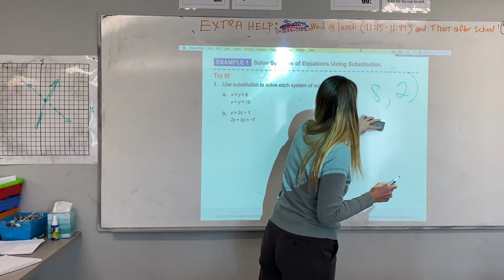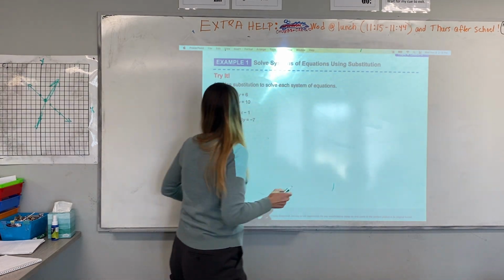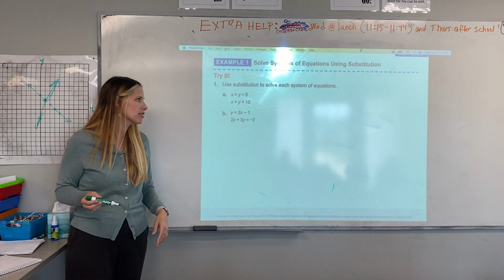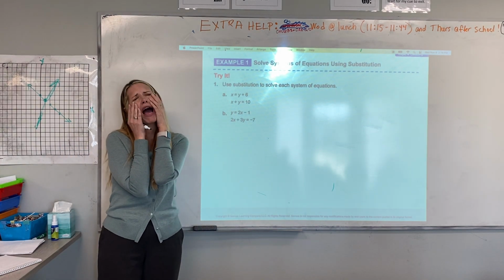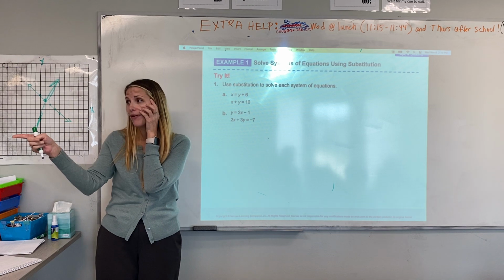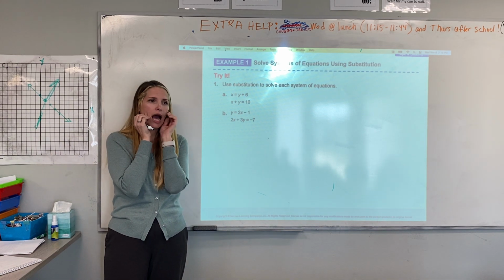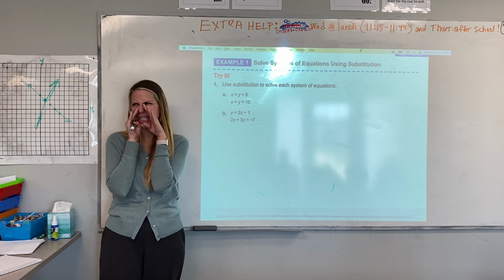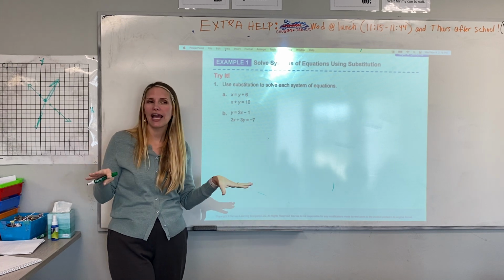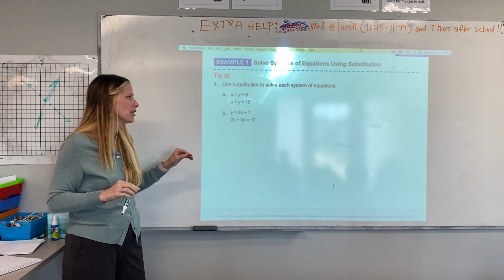Okay. We have another system of equations. Ew, they're not in slope-intercept form. How am I going to graph them? You don't graph them. I mean, you could if you wanted to. You could still find the solution. But for today, we're learning about substitution.